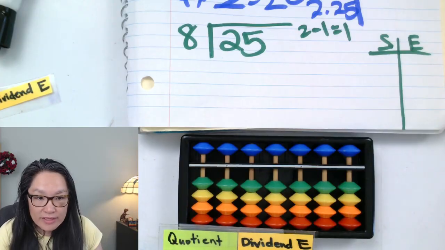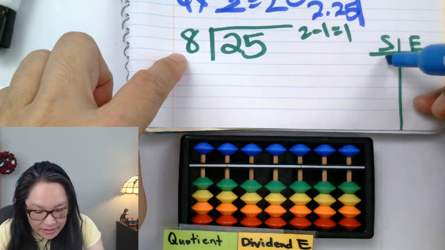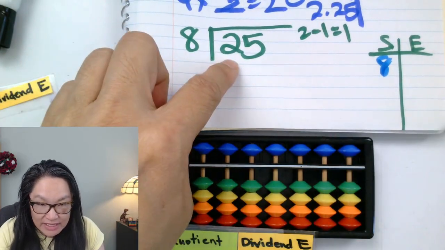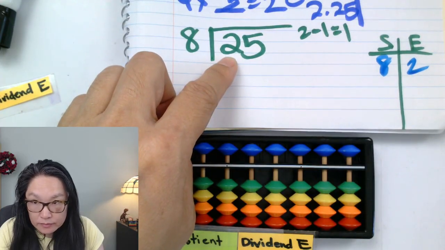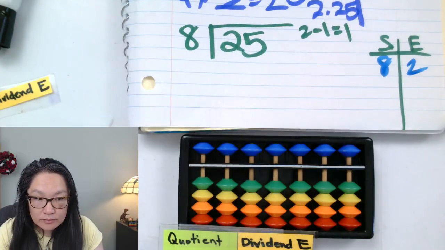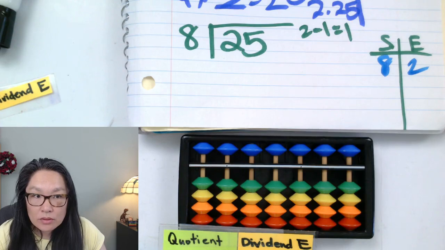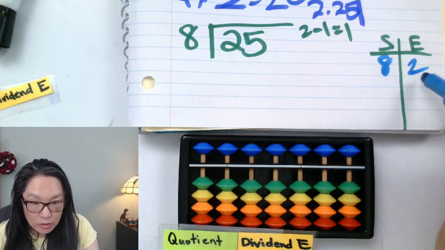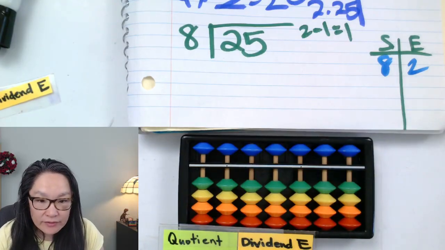Yes. So my divisor is 8. My dividend is 2. Who's bigger? Maybe I should do this. Yeah, there we go. That's better. Which one's bigger, my divisor or my dividend? I need more practice to understand division.